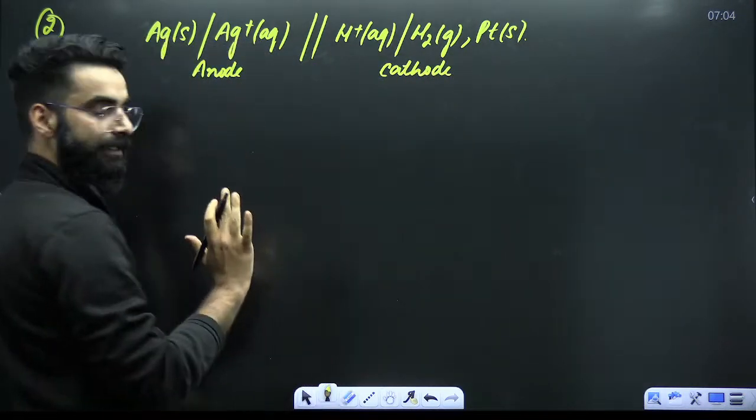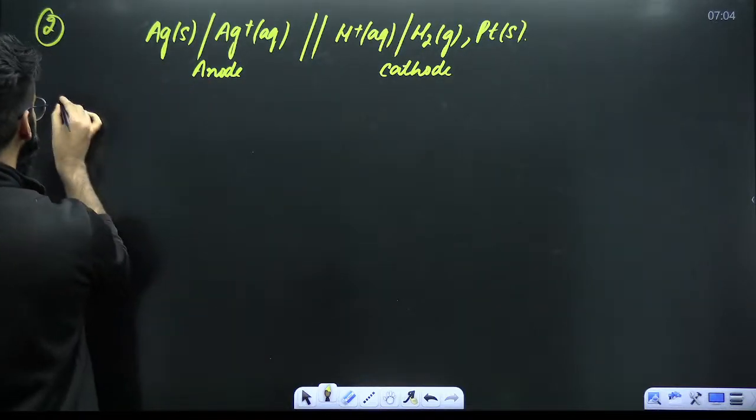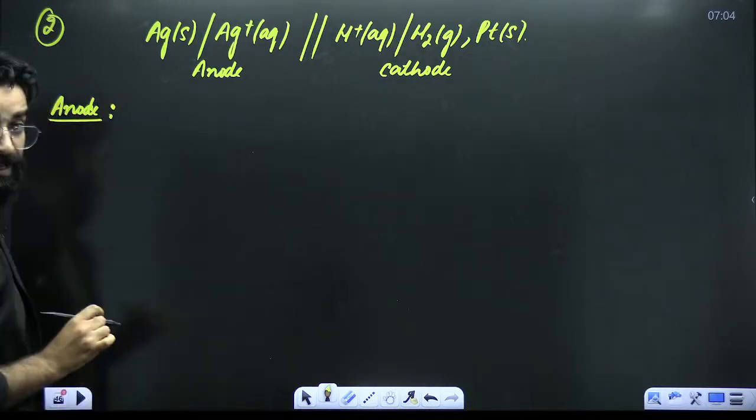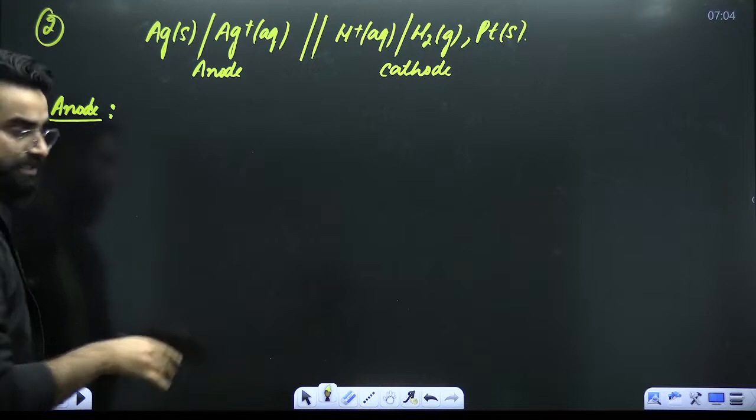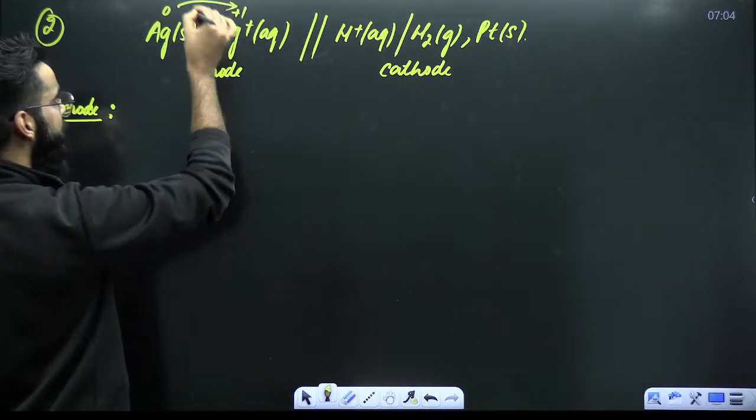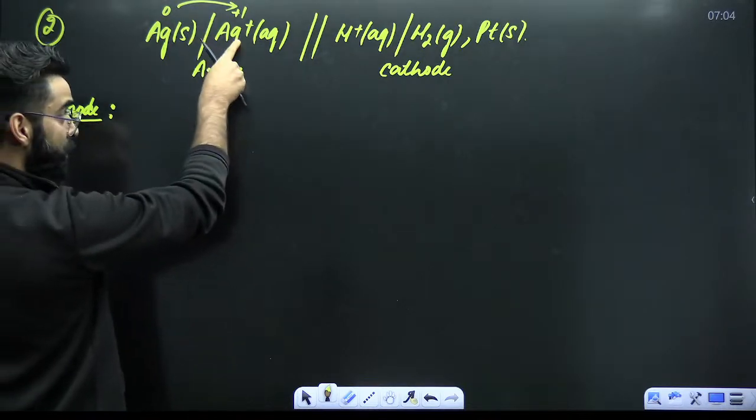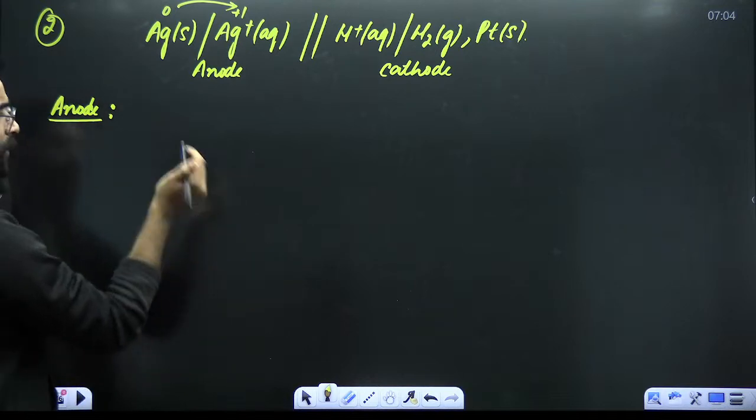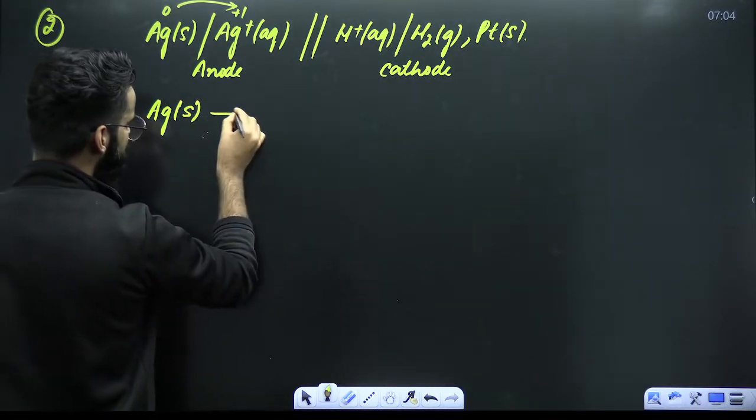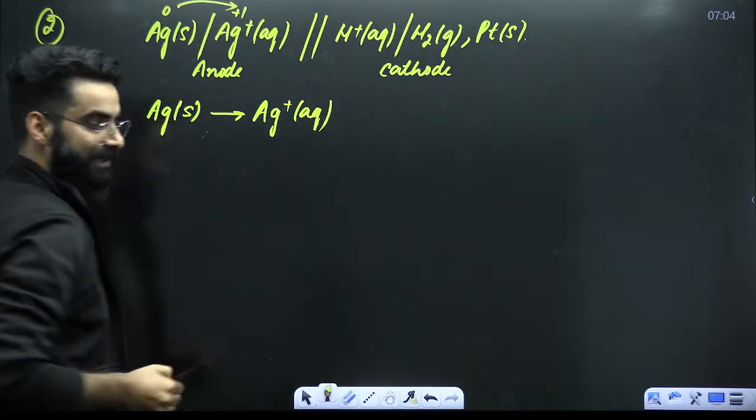Correct? One is anode, one is cathode. Perfect. Now people, at anode, what happens? Oxidation takes place. So the reaction taking place at anode will be the oxidation reaction. Oxidation means loss of electrons. See, this is zero, this is plus one. Zero to plus one, increase in the oxidation state means oxidation, right? So Ag has to get converted into Ag positive, then only I can say that oxidation is taking place. So Ag solid has to get converted into Ag positive, right? Then only I'll say oxidation will take place.